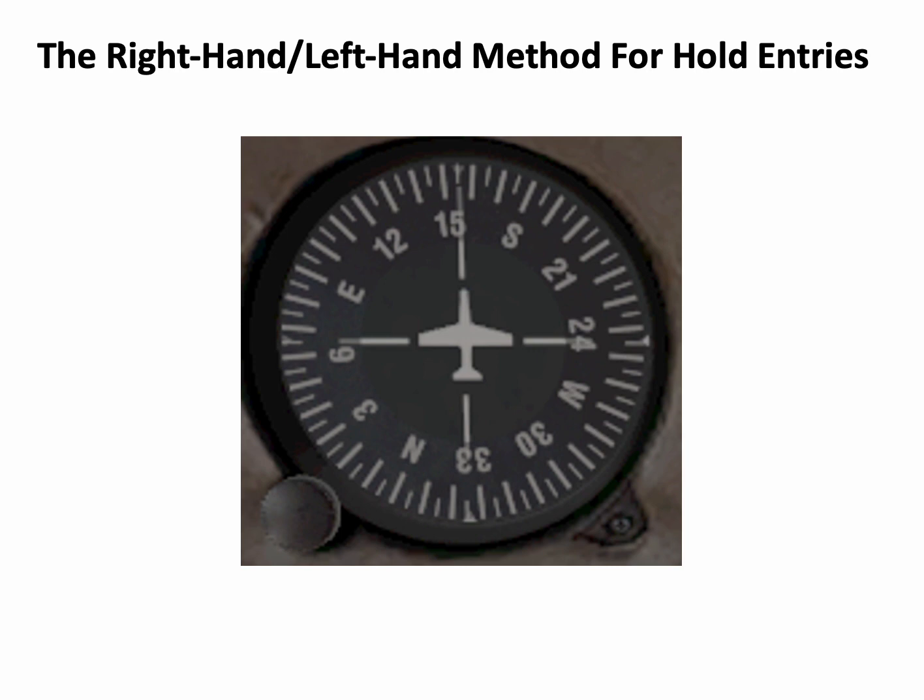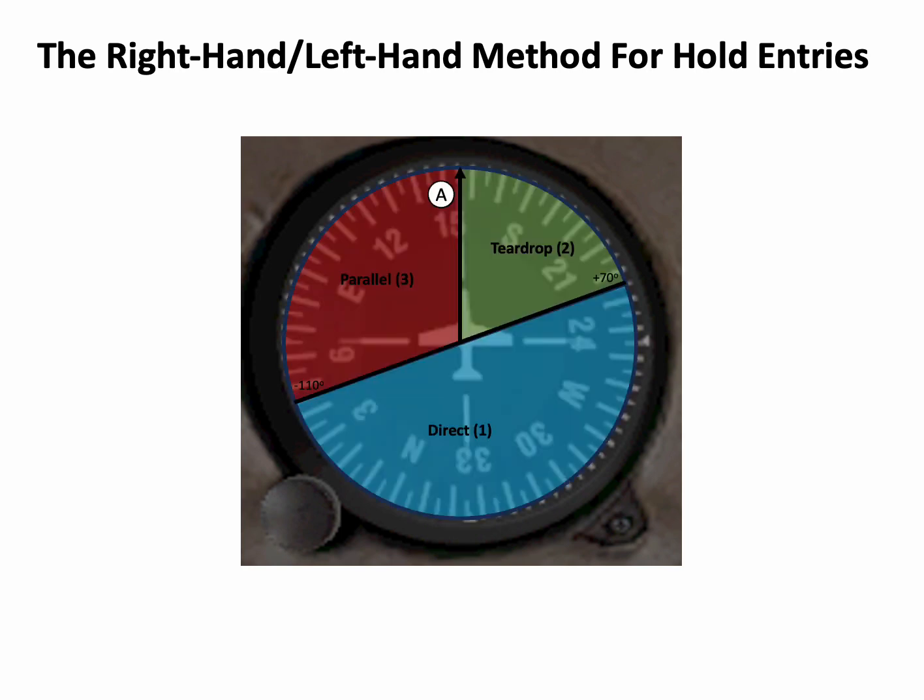Instead, because the heading is always at the top, the three segments, teardrop, parallel, and direct, always remain in the same position on the DG or HSI. That means all we need to do to identify the hold entry is to identify the section in which the outbound course is located. We use the outbound course because after you reach the fix on your current heading, the outbound course will determine what you fly to establish yourself in the fix.